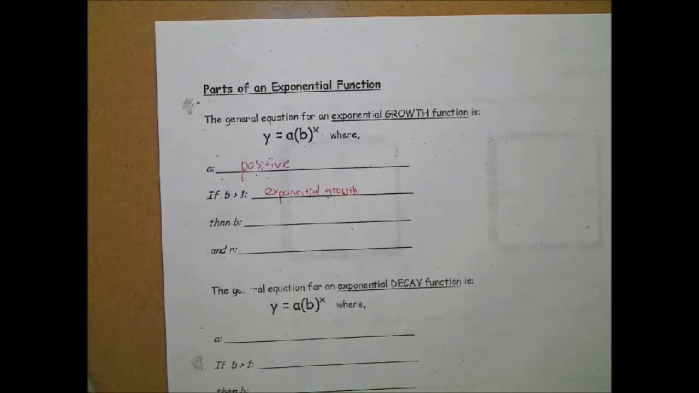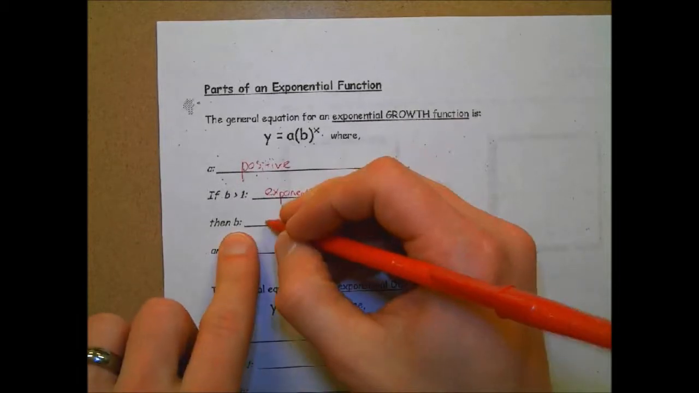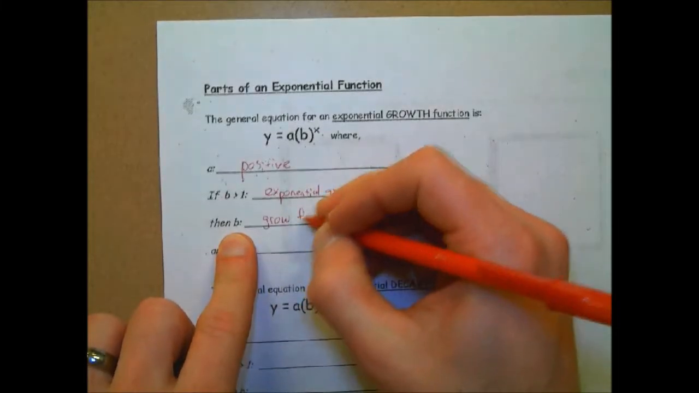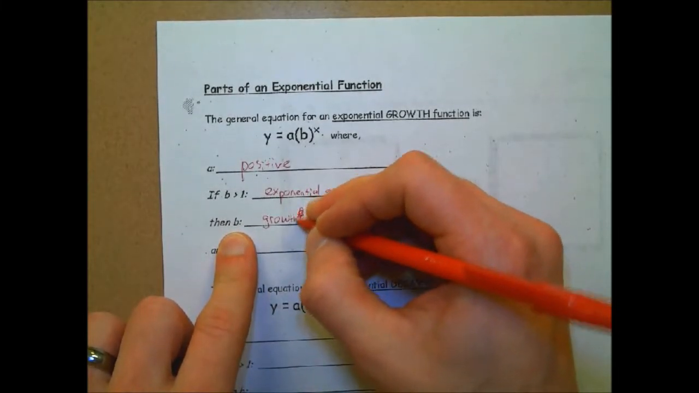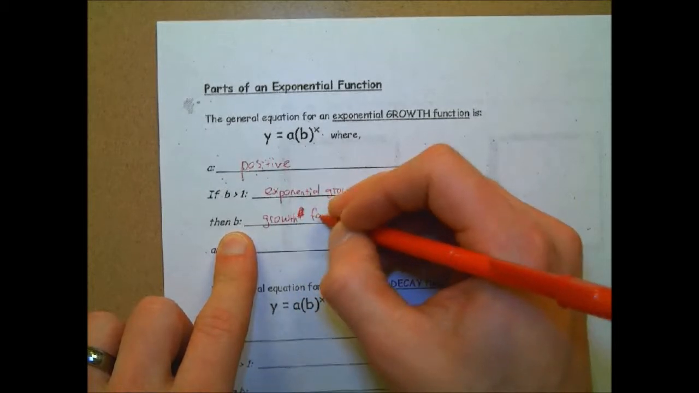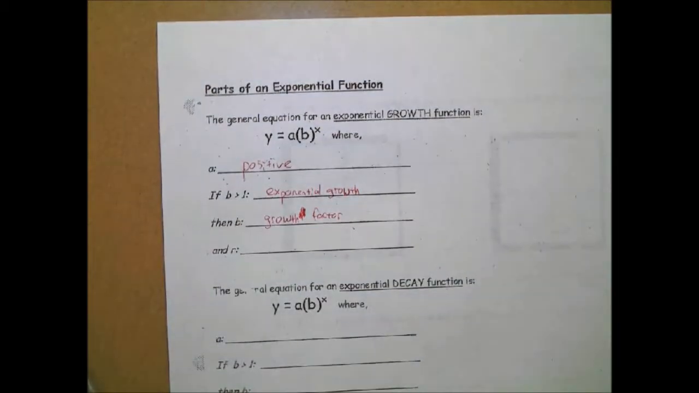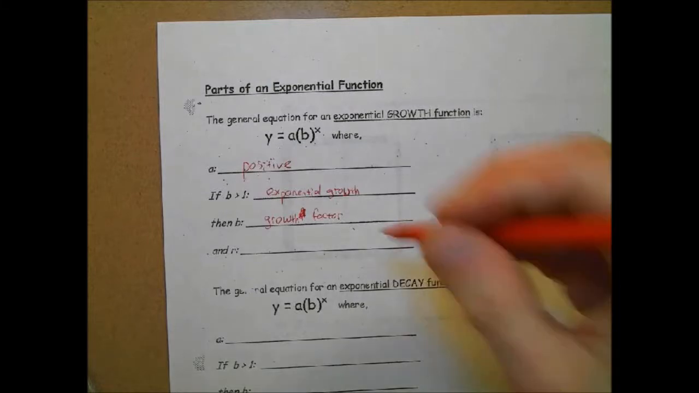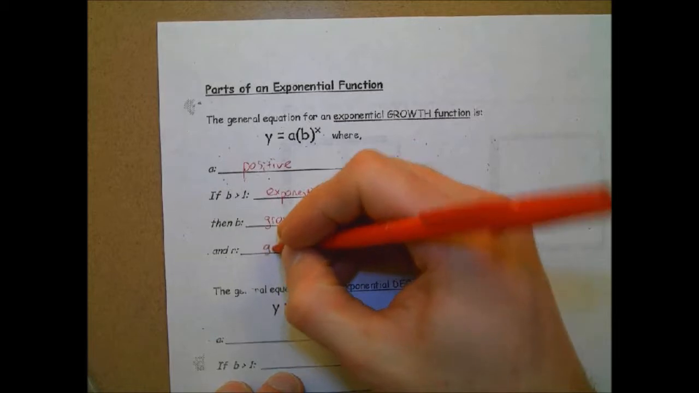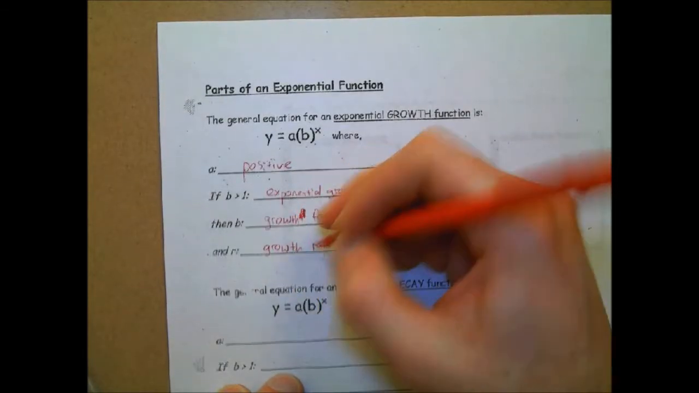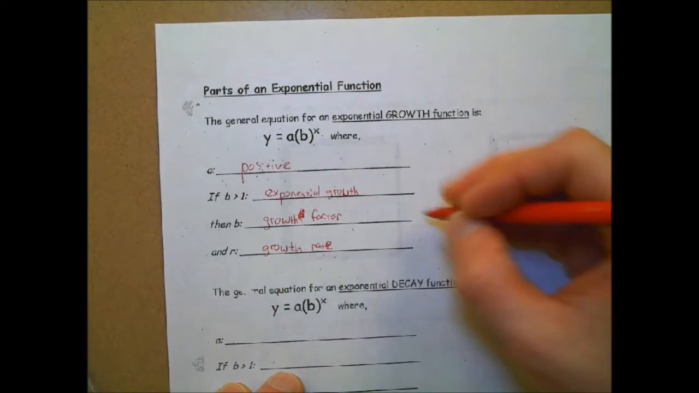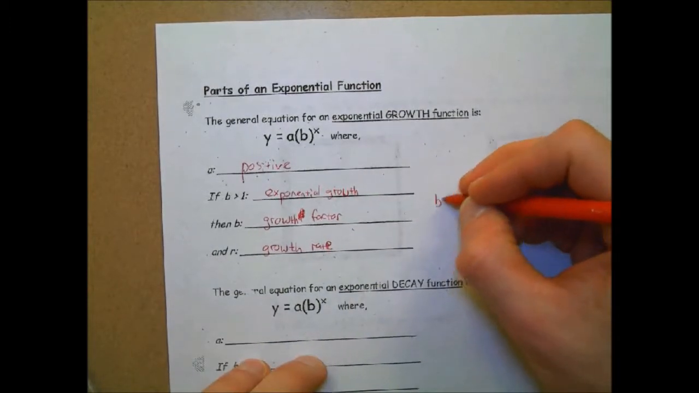Like I mentioned earlier, b is also referred to as the growth factor. If b is greater than 1, we have exponential growth, so we call b the growth factor. And r we'll be calling the growth rate. How are b and r related? b is 1 plus r.